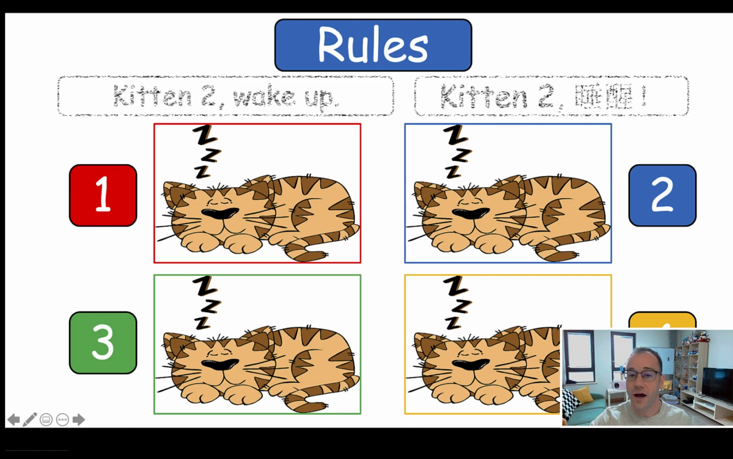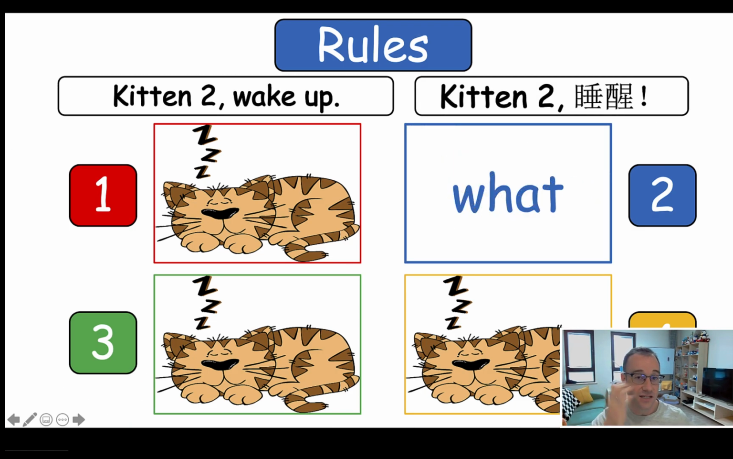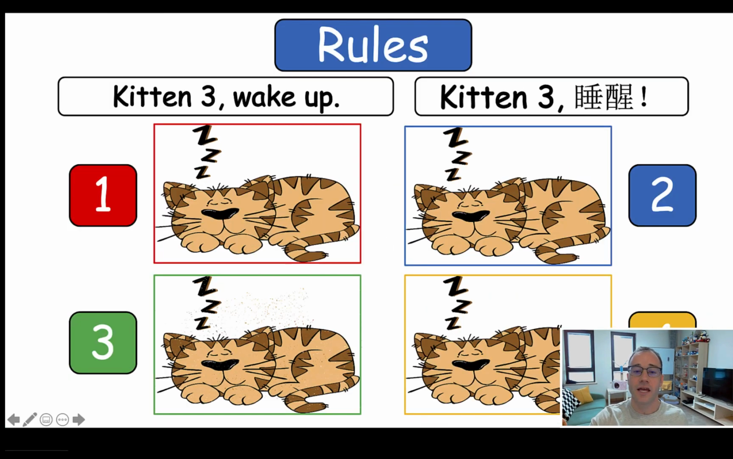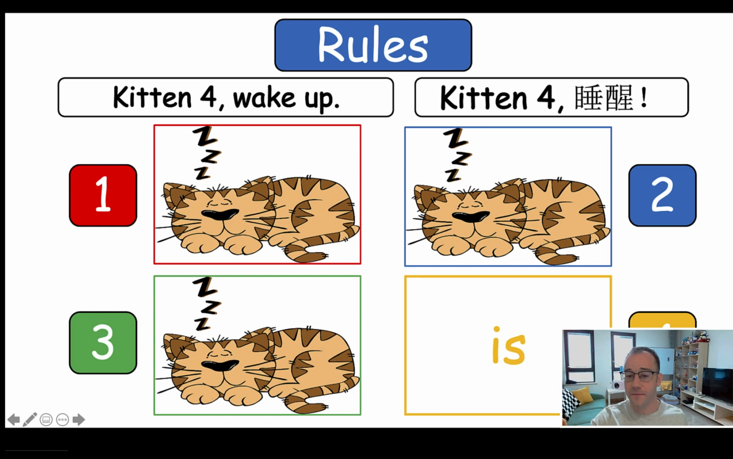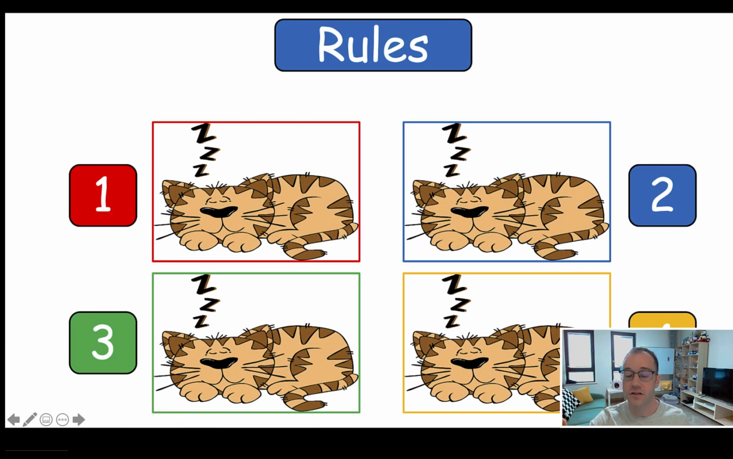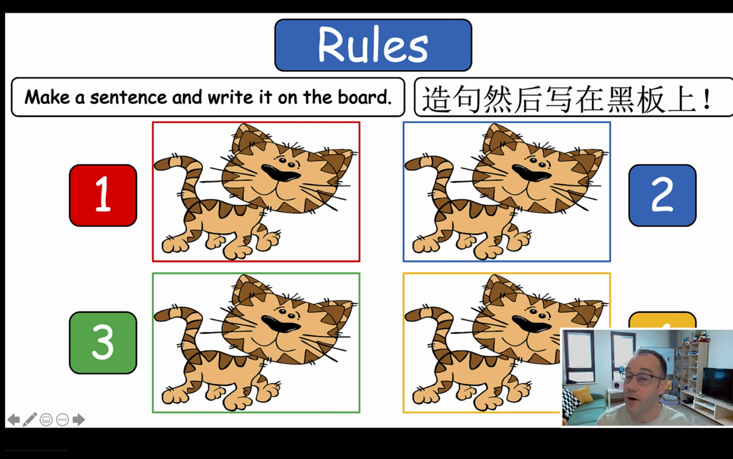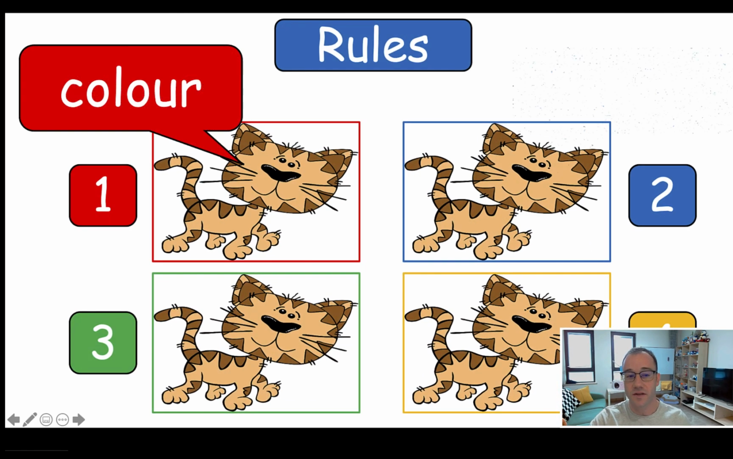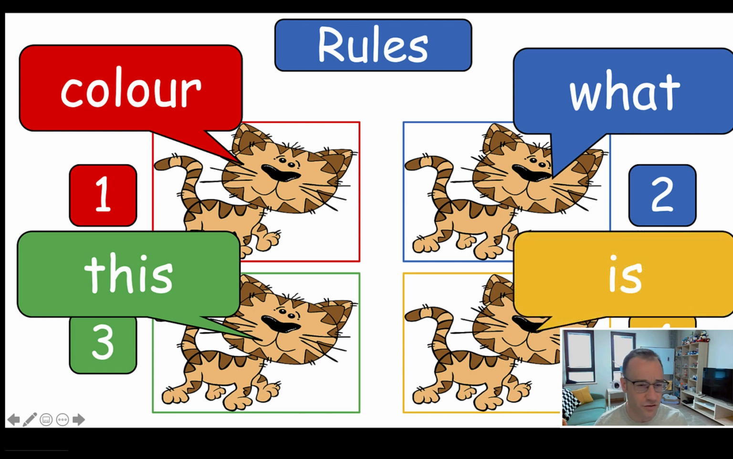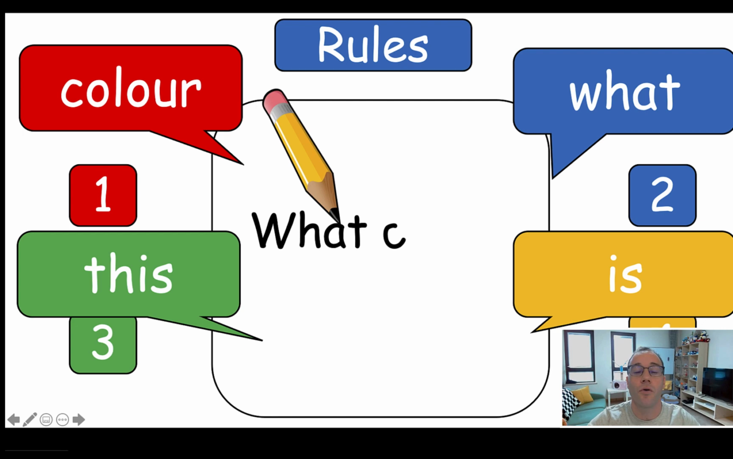Next student will wake up, look at the board, same thing, see a word, or in this case, a few words, remember them, go back to sleep. Kitten 3 and 4 will do the same thing, and once they all know the words, you will tell them to wake up, and they need to make a sentence and write it on the board. So you need to talk to each other, tell each other what the words are that they were given, and then put them together into a sentence. So in the simple case, they all tell each other, so this, what color is, oh, what color is this? And they write it on the board, okay?